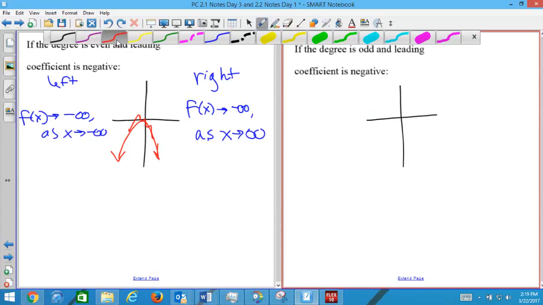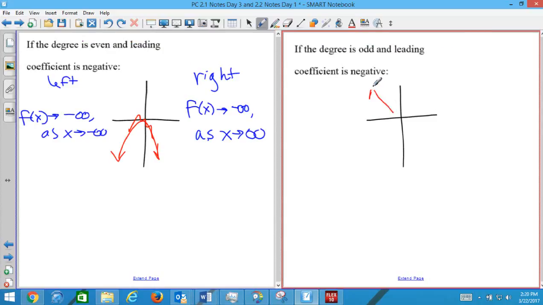So our last example, if the degree is odd and leading coefficient is negative, what's it going to look like? Odd, negative. Look something like that. So on the left side, what's happening? The function is going where? Positive infinity as the x is going to negative infinity.